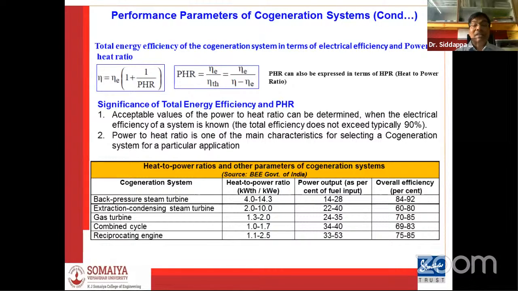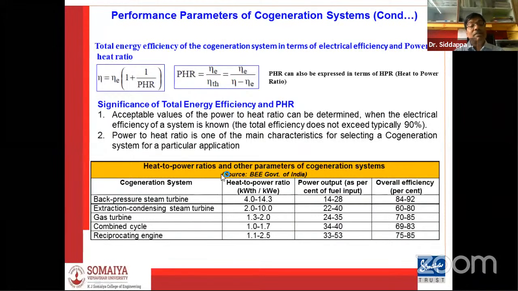And this is some of the summary. A few of the data I have collected from Bureau of Energy Efficiency, Government of India booklets. What is the heat to power ratio? They generally use the term heat to power ratio, HPR, instead of PHR. But heat to power ratio is not a common term. Actually, PHR is the common term. That's why we always have to go for standard nomenclature.